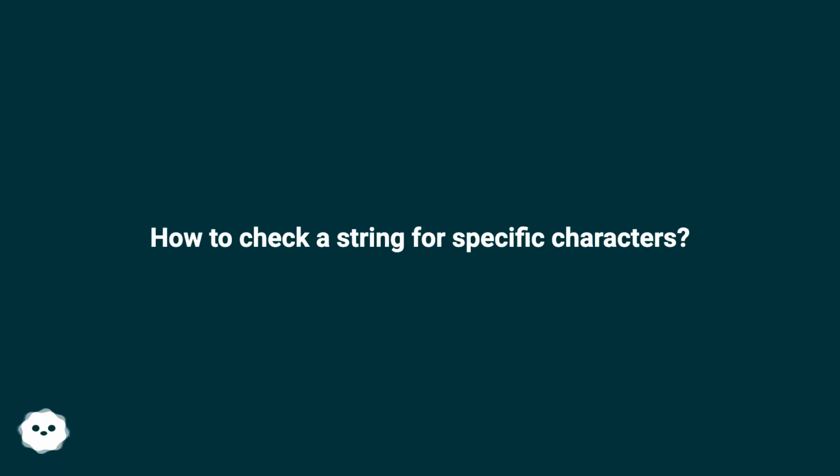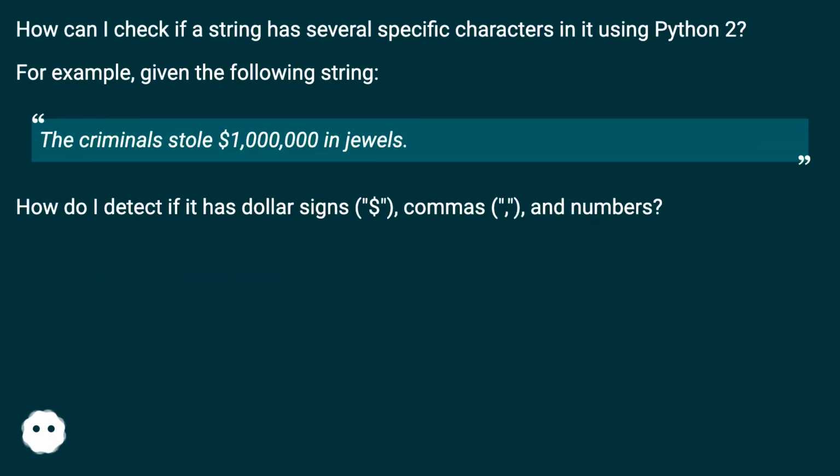How to check a string for specific characters. How can I check if a string has several specific characters in it using Python 2? For example, given the following string: The criminal stole $1 million in jewels. How do I detect if it has dollar signs, commas, and numbers?